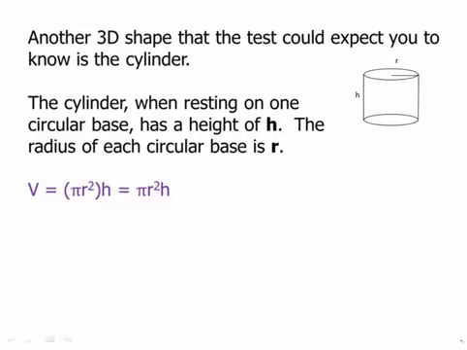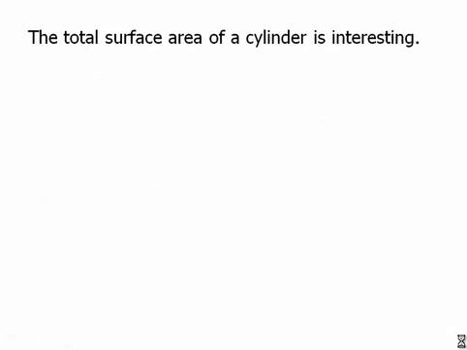So the volume, you can think of it as just the base times the height. And of course the base is a circle. So that's pi r squared, the area of the base, times the height, pi r squared h. That's the volume of a cylinder.